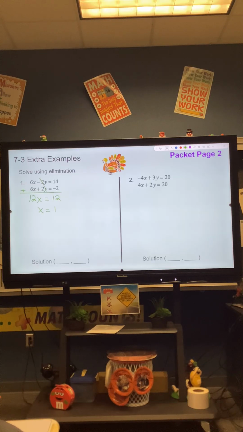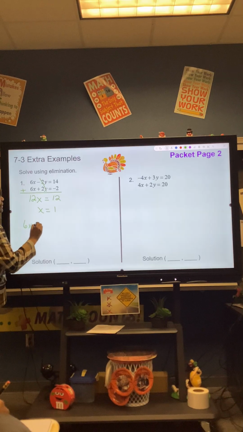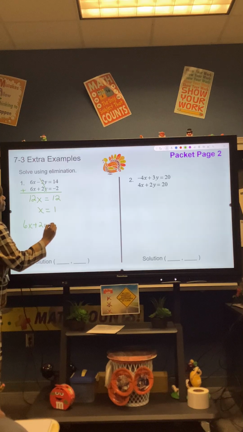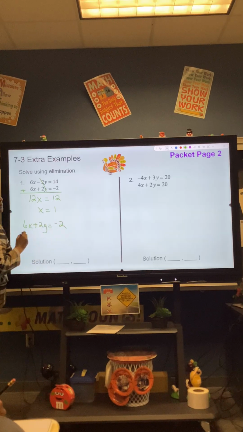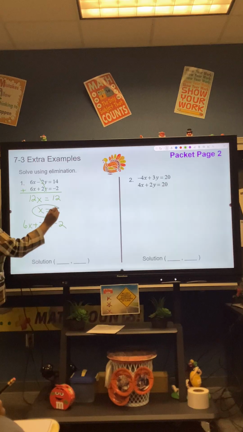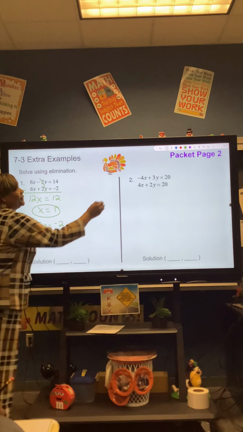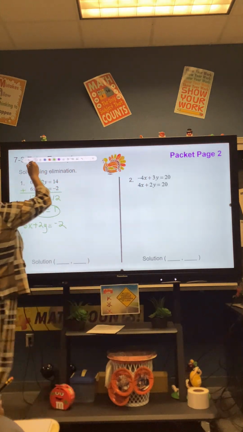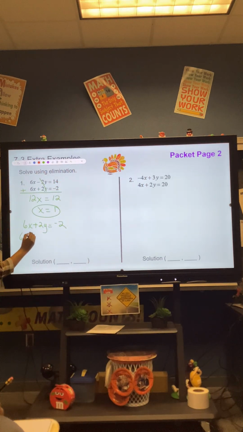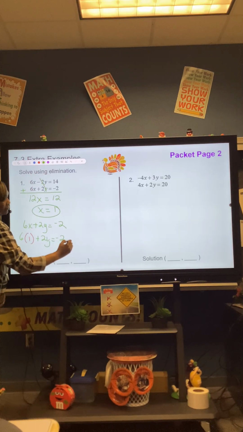So if the value of x is 1, what is the value of y? I'm going to take the bottom equation because Miss Mitchell likes positive numbers. I'm just telling you, I do. I am going to replace my x value with the 1. That's all for y.